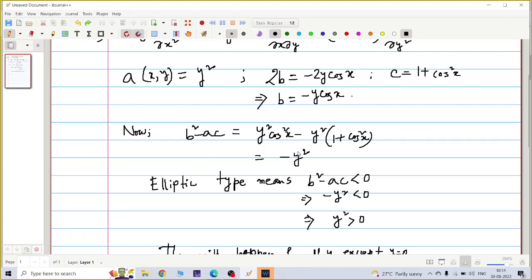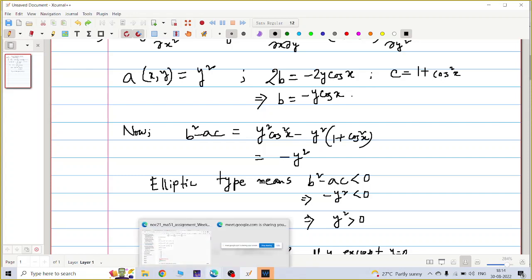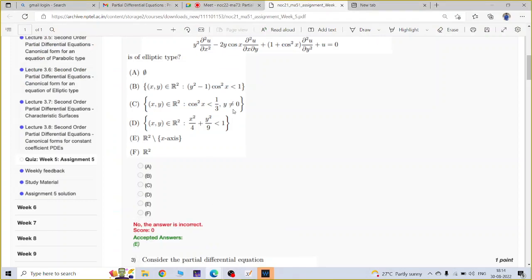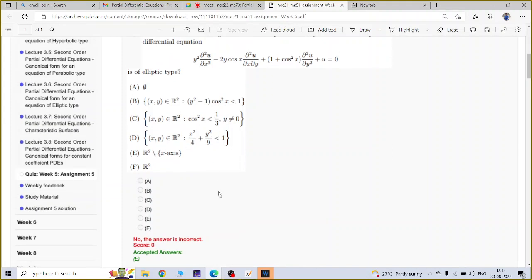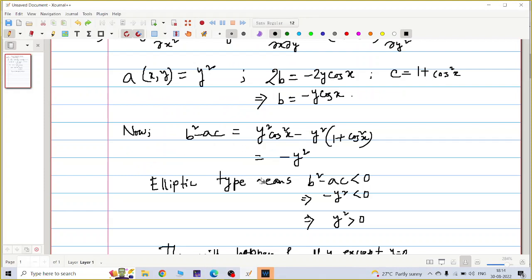If there were a condition on x also, then I would have to consider x. Option C is saying that y non-zero is fine, but it is also saying cos square x is less than 1 by 3. There is a condition on x, but for those x for which cos square is greater than 1 by 3, this equation is also of elliptic type. There is no condition on x coming from this PDE in b square minus ac.